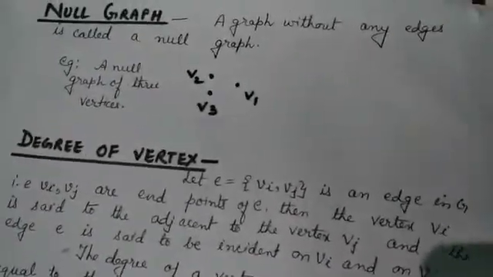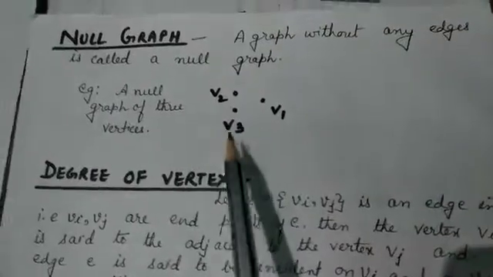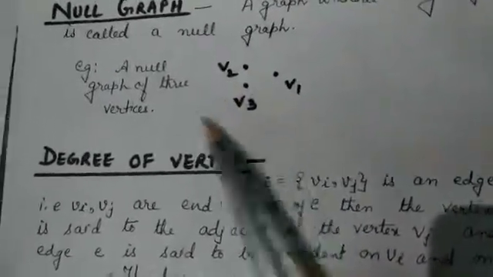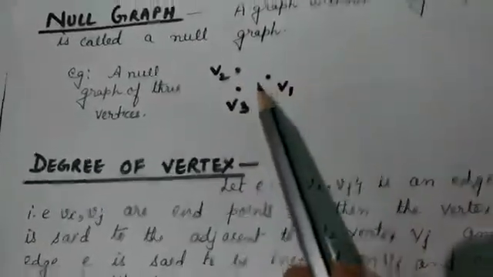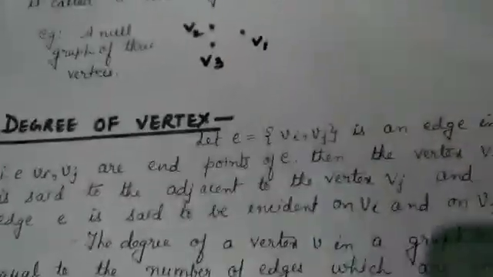Next we have a null graph. A graph without any edge is called a null graph. It doesn't have any edge, only vertices. Here you can see three vertices, V1, V2, V3. So we can say this is a null graph of three vertices.